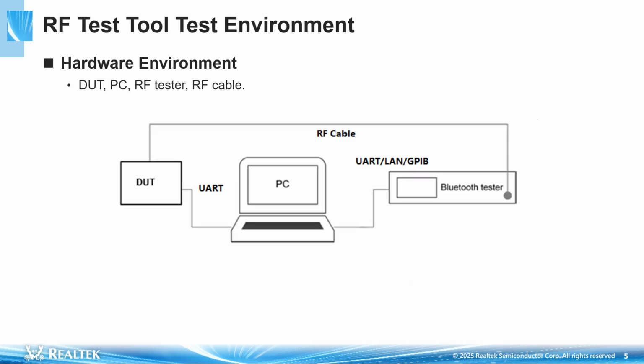This is the connection diagram using the RF test tool. You need a PC and an RF tester. The DUT is connected to the computer via UART, and the RF tester can be connected to the computer via UART, LAN, GPIB or other interfaces. In addition, the DUT and the tester's RF port are connected with an RF cable or other antenna to ensure that the signal can be received.